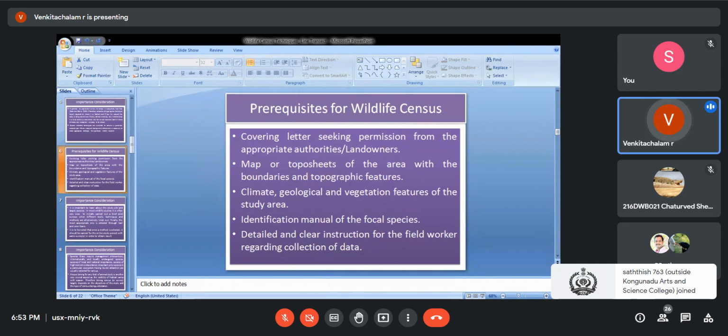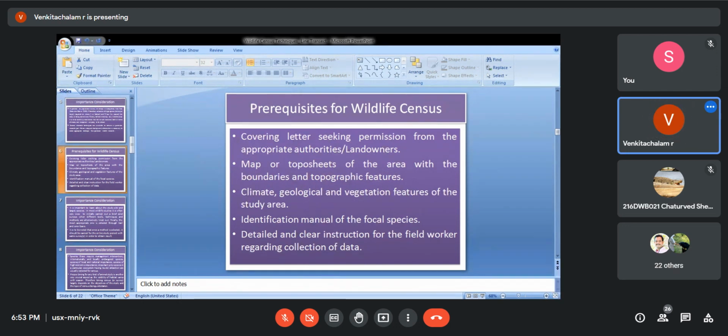It is very difficult to get information from the digitalized world, because if we carry the identification manual, it is quite good.